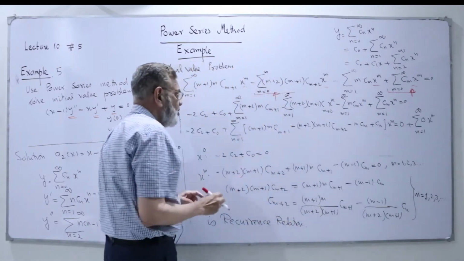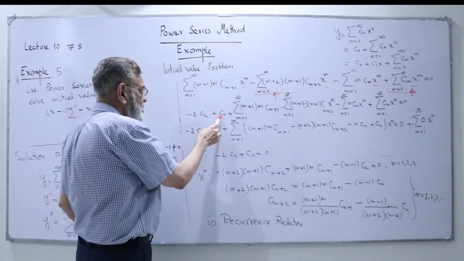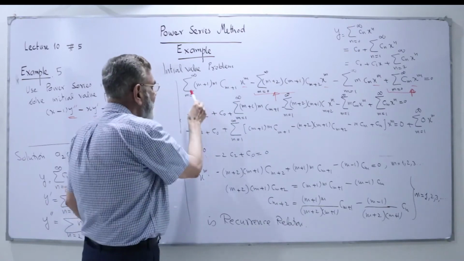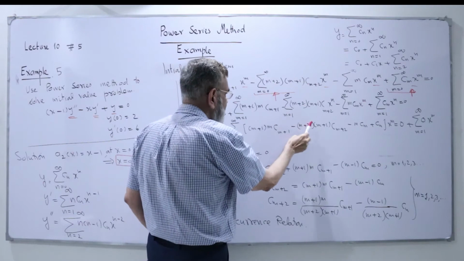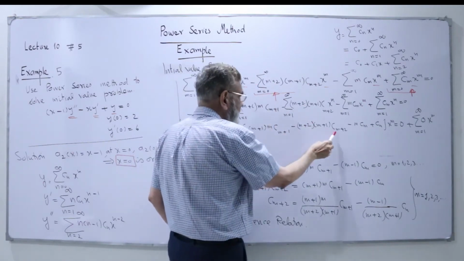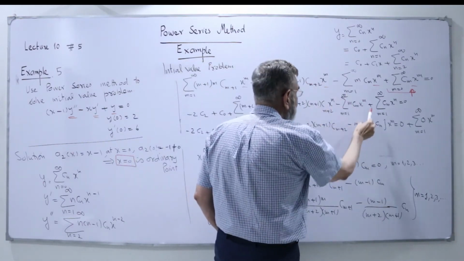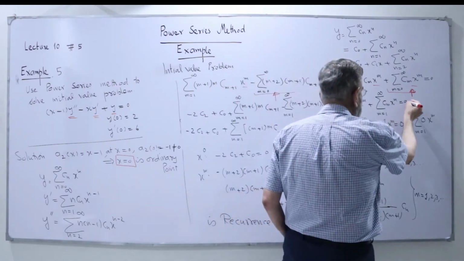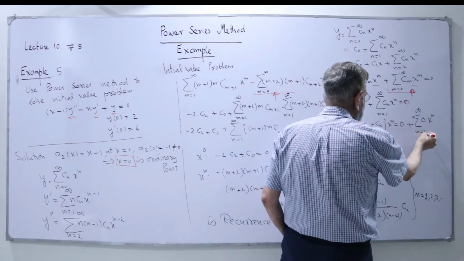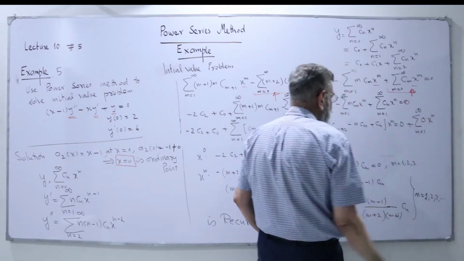Now we take the summation out. We are having here minus 2c2 plus c0 plus, we are having here (m plus 2)(m plus 1) c m plus 2 with a minus sign, and here we get (m plus 1) m c m plus 1, and here we get minus m cm, and x to the power m is common, equal to 0. Now this 0, we can write as 0 plus sigma 1 to infinity of 0. This is 0 plus 0 is equal to 0.